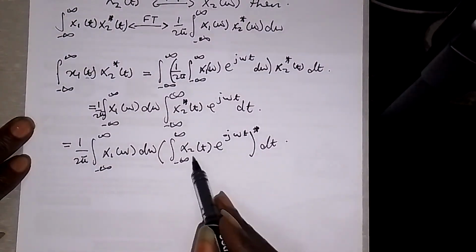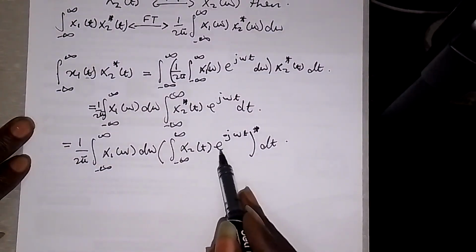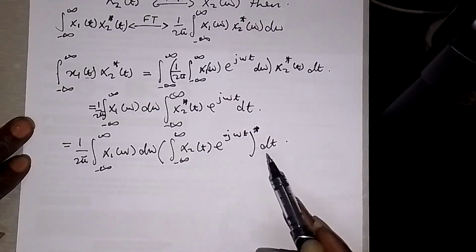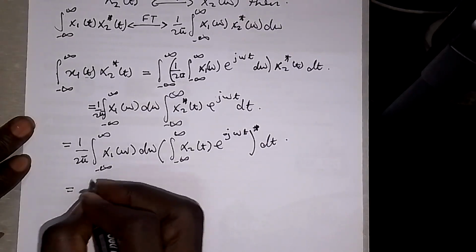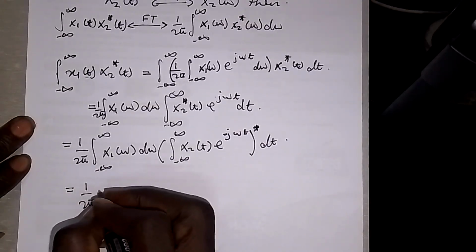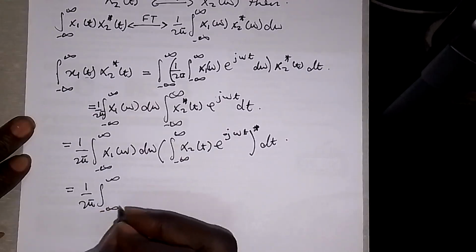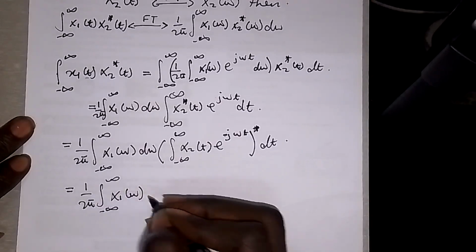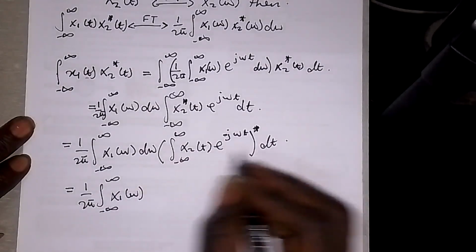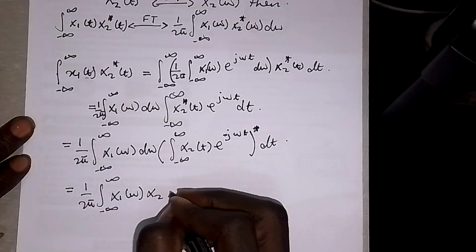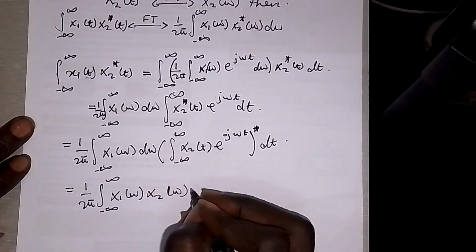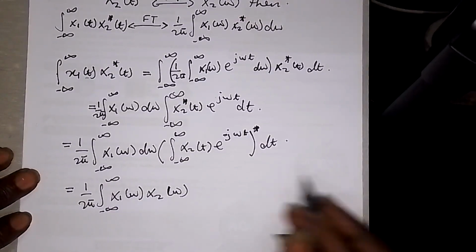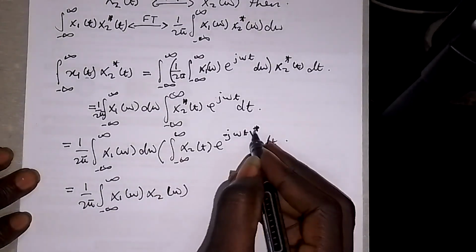Dt. Now you can see that this expression here is basically the Fourier transform of x2 of t. In that case, I can now say that 1 over 2 pi into the integral from minus infinity to infinity of x1 of omega into x2 of omega, which now becomes x2 of omega, the complex conjugate.